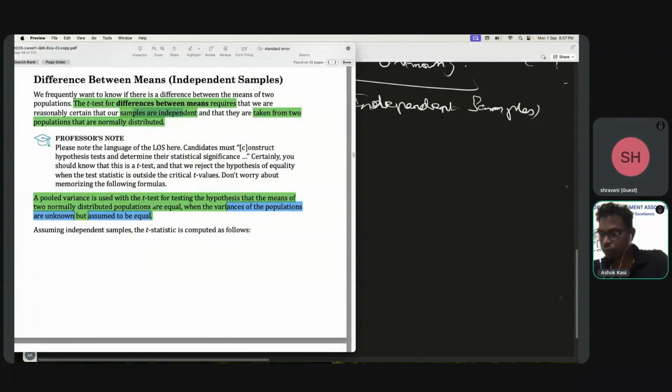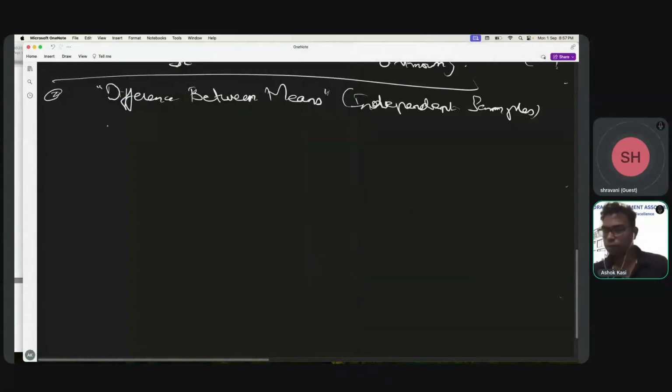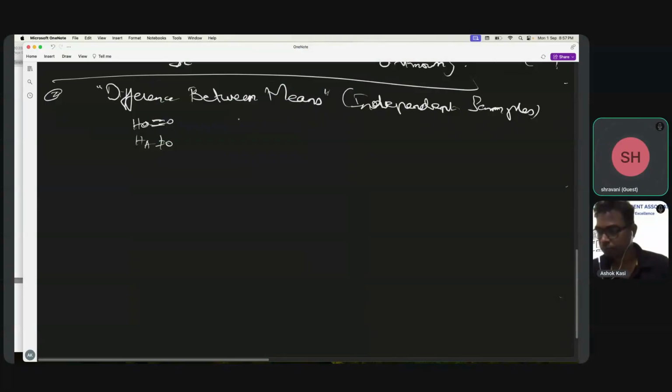Pooled variance is used with the t-test for testing the hypothesis that the means of two normally distributed populations are equal. So here, first we are assuming that their means are equal. Null is equal, right? No change. Then the alternative is not equal. They both are different. Now the condition here is what? Variances of the populations are unknown but assumed to be equal. This assumption is very important.